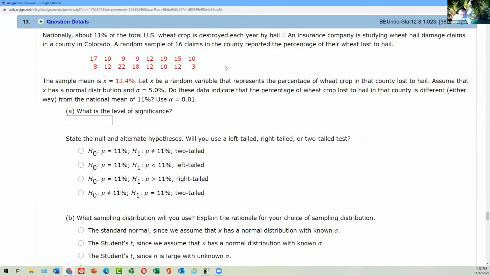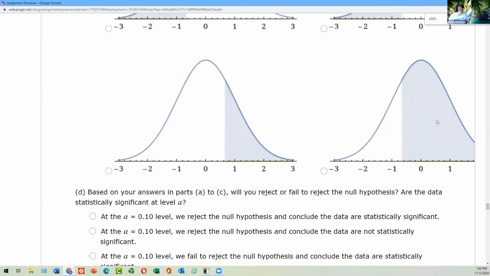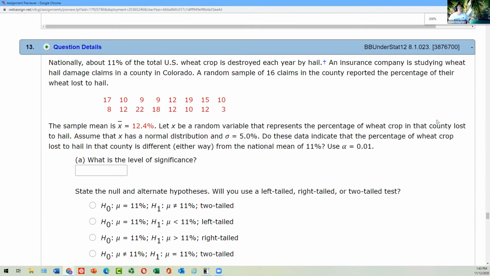In this story, I need to know how many were in my sample, right? So you can read this as, hopefully you can read this on the screen. I'll make it a little bit bigger if that helps. How many numbers are in that sample?